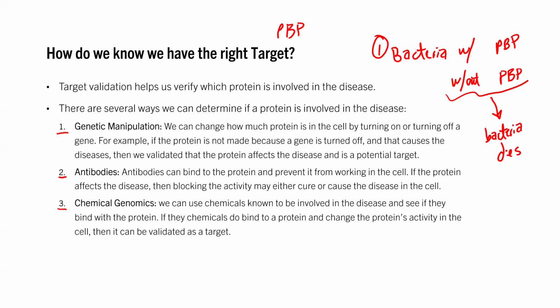Next up is to use an antibody to basically block that PBP from functioning. So anytime you have a target, figure out a way to basically knock it out. And that's with an antibody, a chemical, or genetics. Those are your three ways to validate the target that you're looking at.